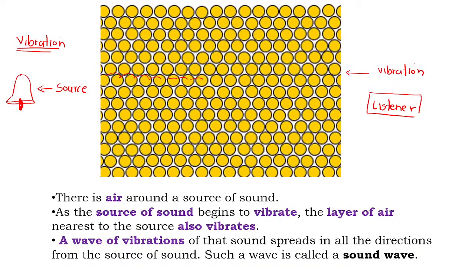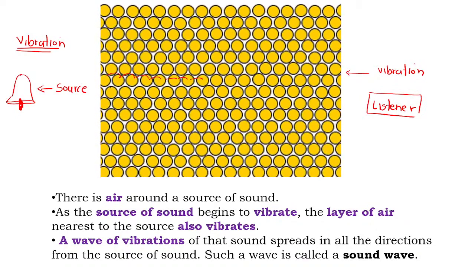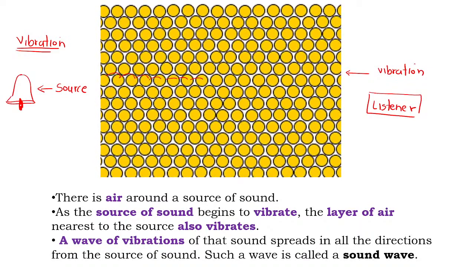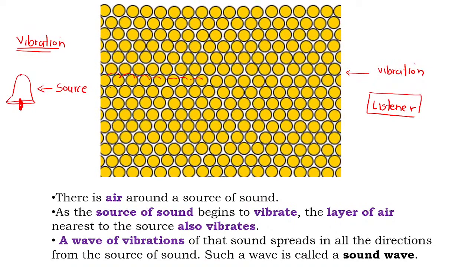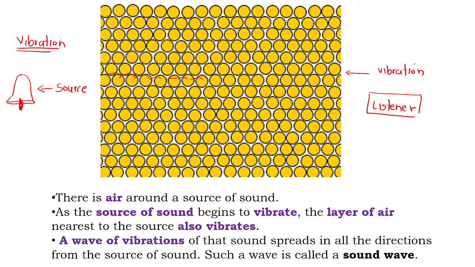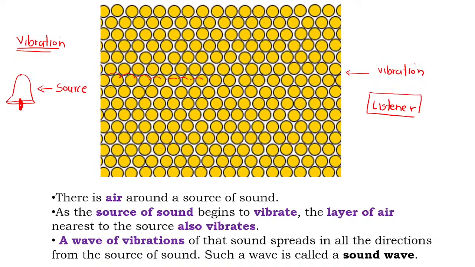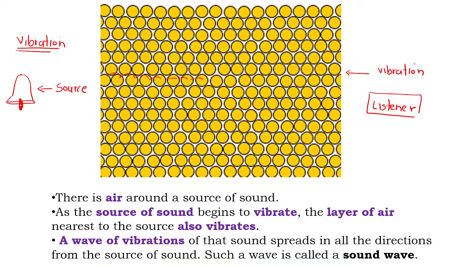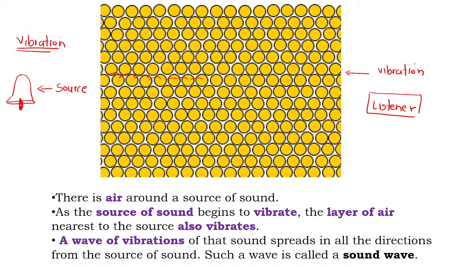Because the sound vibration is traveling through the air molecule. If air molecule were not there, will you be able to hear that sound which is being produced by that source of sound? Definitely no. We are going to understand in the later part of the lesson how the sound travels from one region to another region. Okay, so what is the cause of the sound? Vibration.